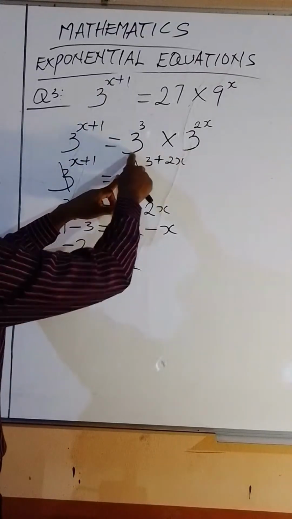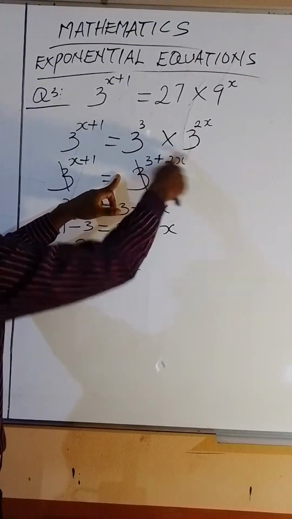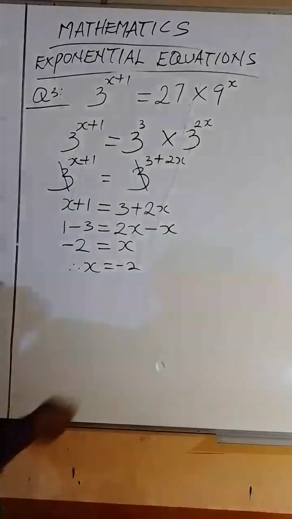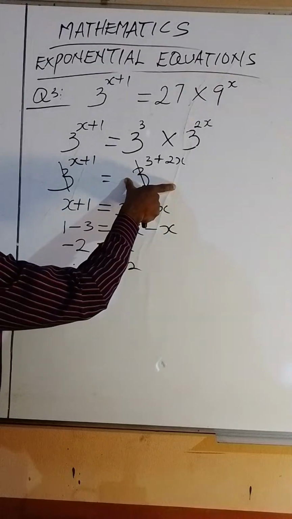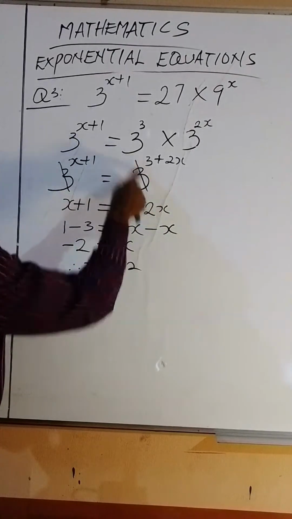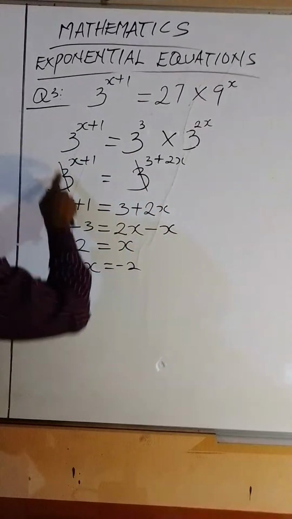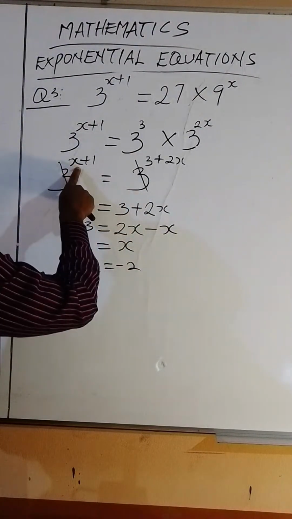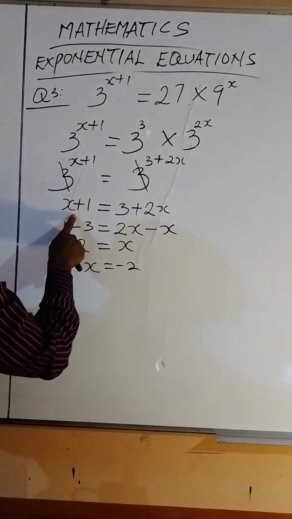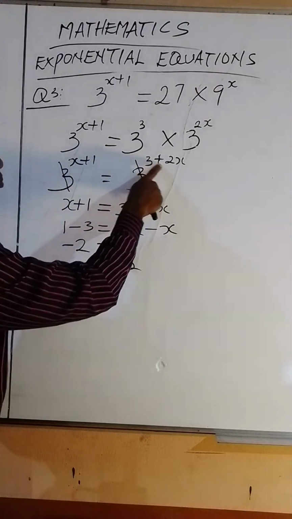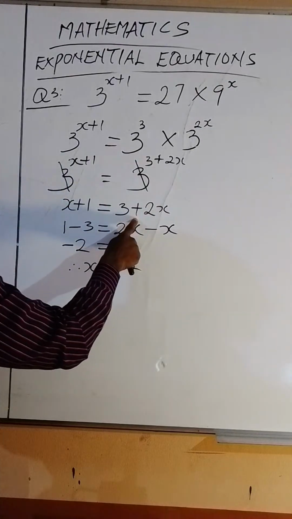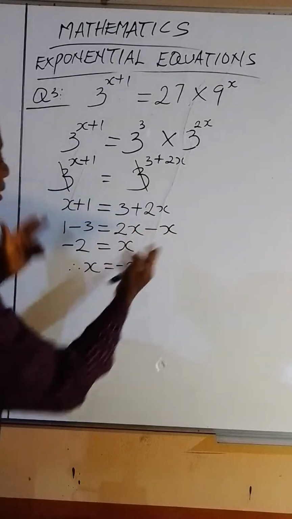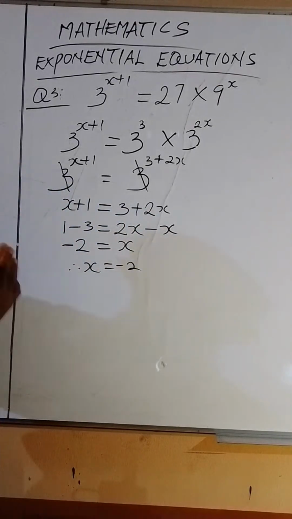So just pick one of the bases, since they are equal, then you add up the exponent. Now we have simplified the right-hand side. We can now strike out. Since they are equal, we strike them out. Then we have x plus 1 here equals to 3 plus 2x, as we did in the first and second question. Then here, we collect the terms.